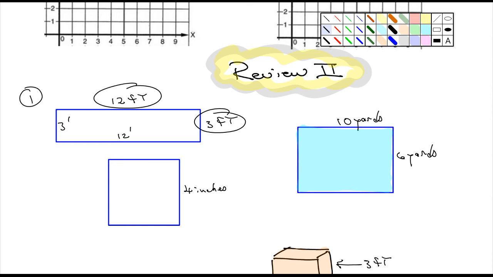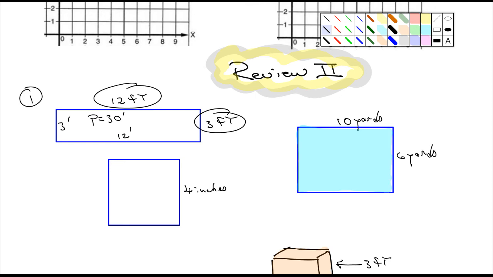Well, what's 12 plus 12? 24. And then what's 3 plus 3? 6. What's 24 plus 6? So the perimeter equals 30 feet. And that's all it is. It's just 30 feet. We're just measuring.